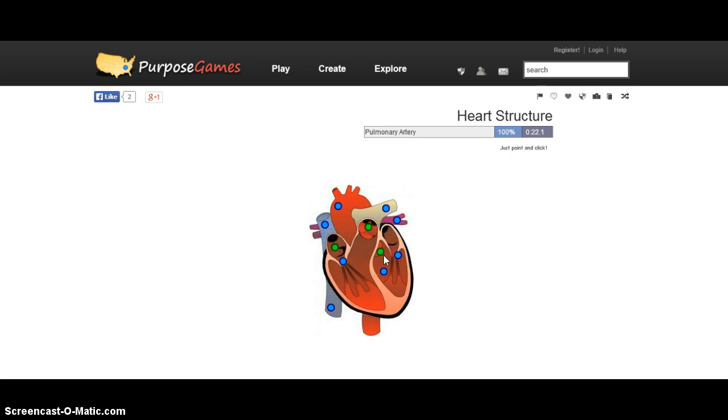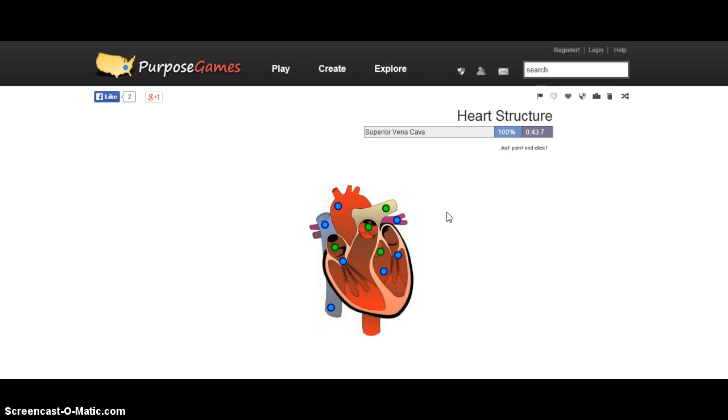We then have the pulmonary artery. The pulmonary artery is located just here. Its function is to transport blood from the heart to the lungs. How it does that is by it extends from the right ventricle, then leads off to the lungs to then become oxygenated blood.